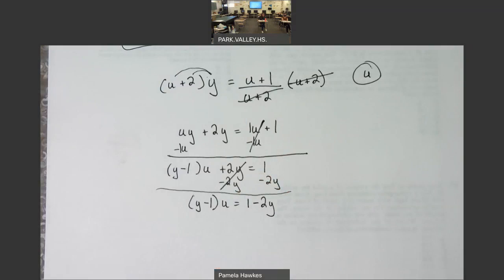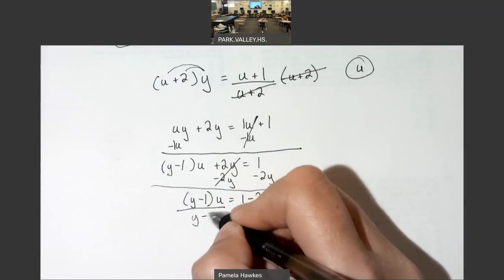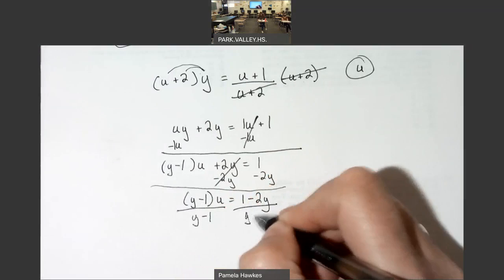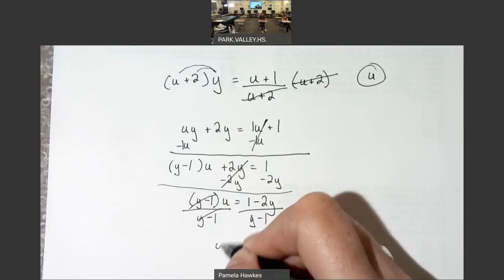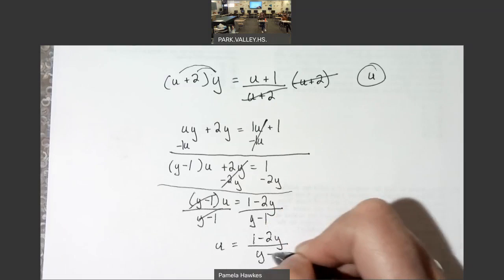Get rid of the y minus 1. And how do I get rid of the y minus 1? Divide. Why am I dividing? Andrew, why am I dividing? Because I'm timesing. So to get rid of it, I divide it. Very good. So I get u equals 1 minus 2y over y minus 1.